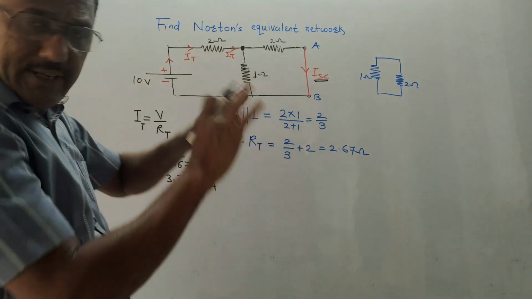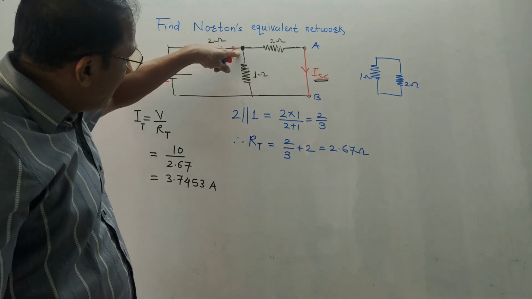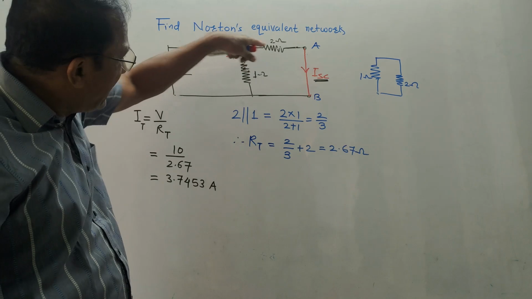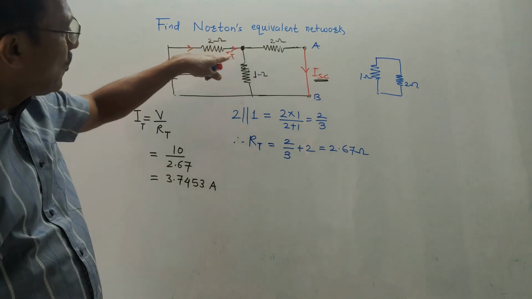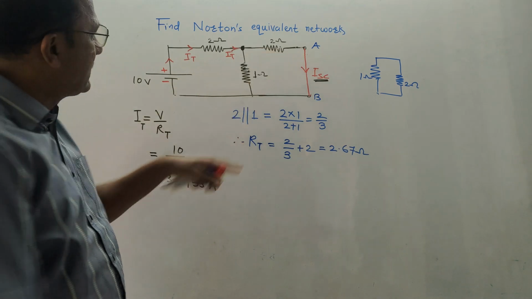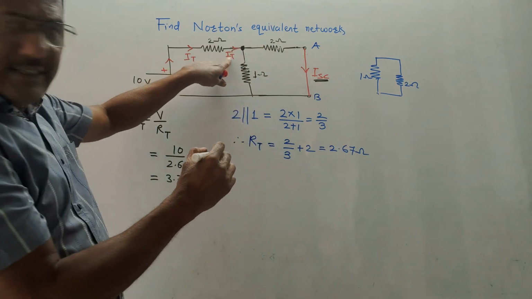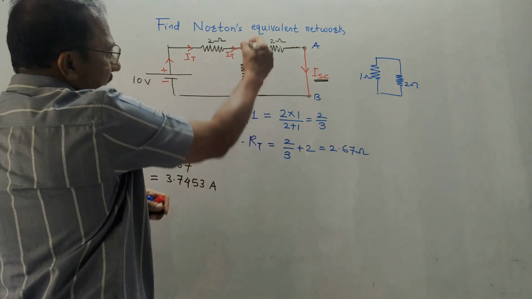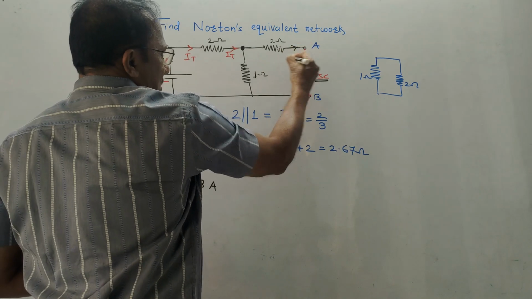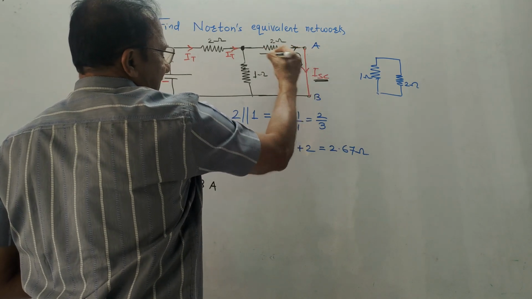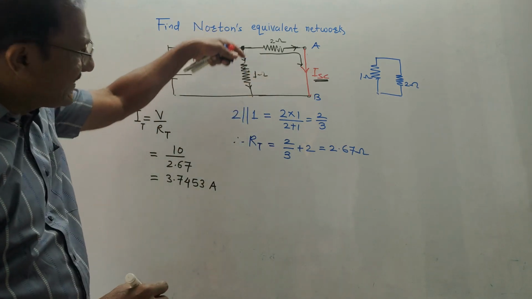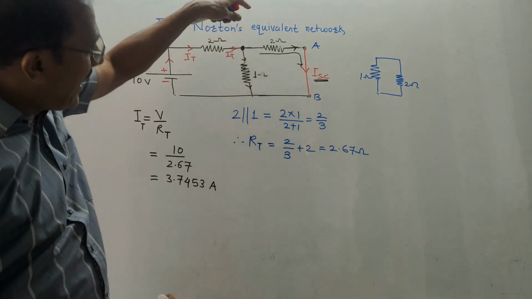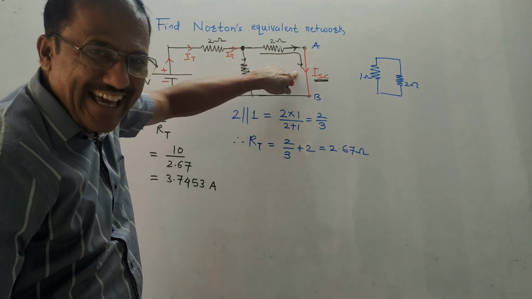How to memorize it? Very simple. Whenever the number of branches increases, that means after this point I am getting 2 different branches, so current gets divided into 2 branches. Up to this point, the current is IT. After this, there are 2 branches. Through this branch, this IT current is flowing like this, and through this branch, some different current is flowing. I am not interested in this current. What I am interested in is calculating ISC.